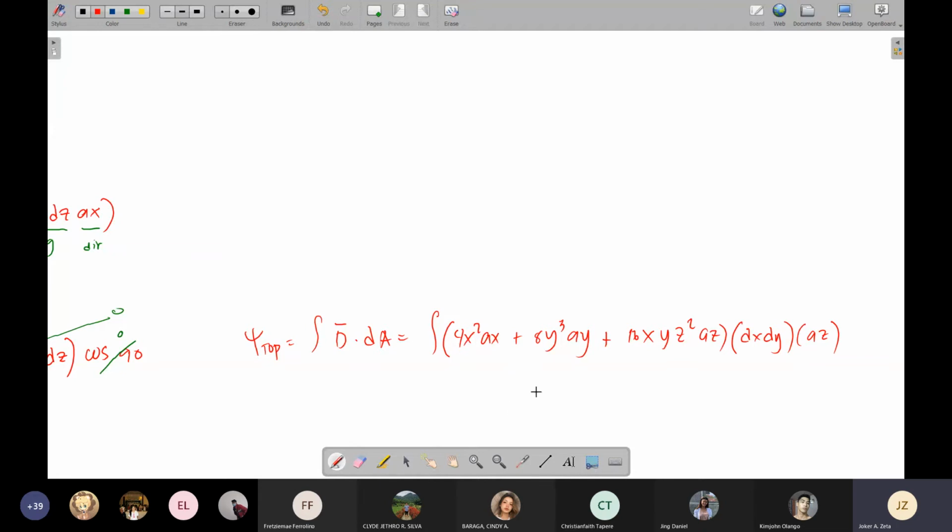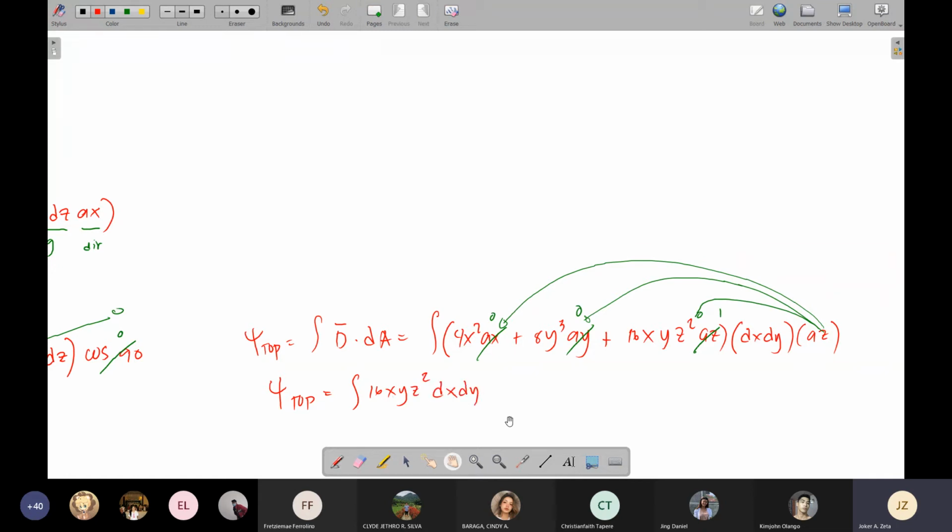Now, AZ and AX, angle between them is 90. Cosine of 90 is 0. AY and AZ, angle between them is 90. Cosine of 90 is 0. AZ and AZ, angle between them is 0. Cosine of 0, that is 1. So therefore, flux on the top would be equivalent to the integral of, as before, 16xyz squared dx dy.